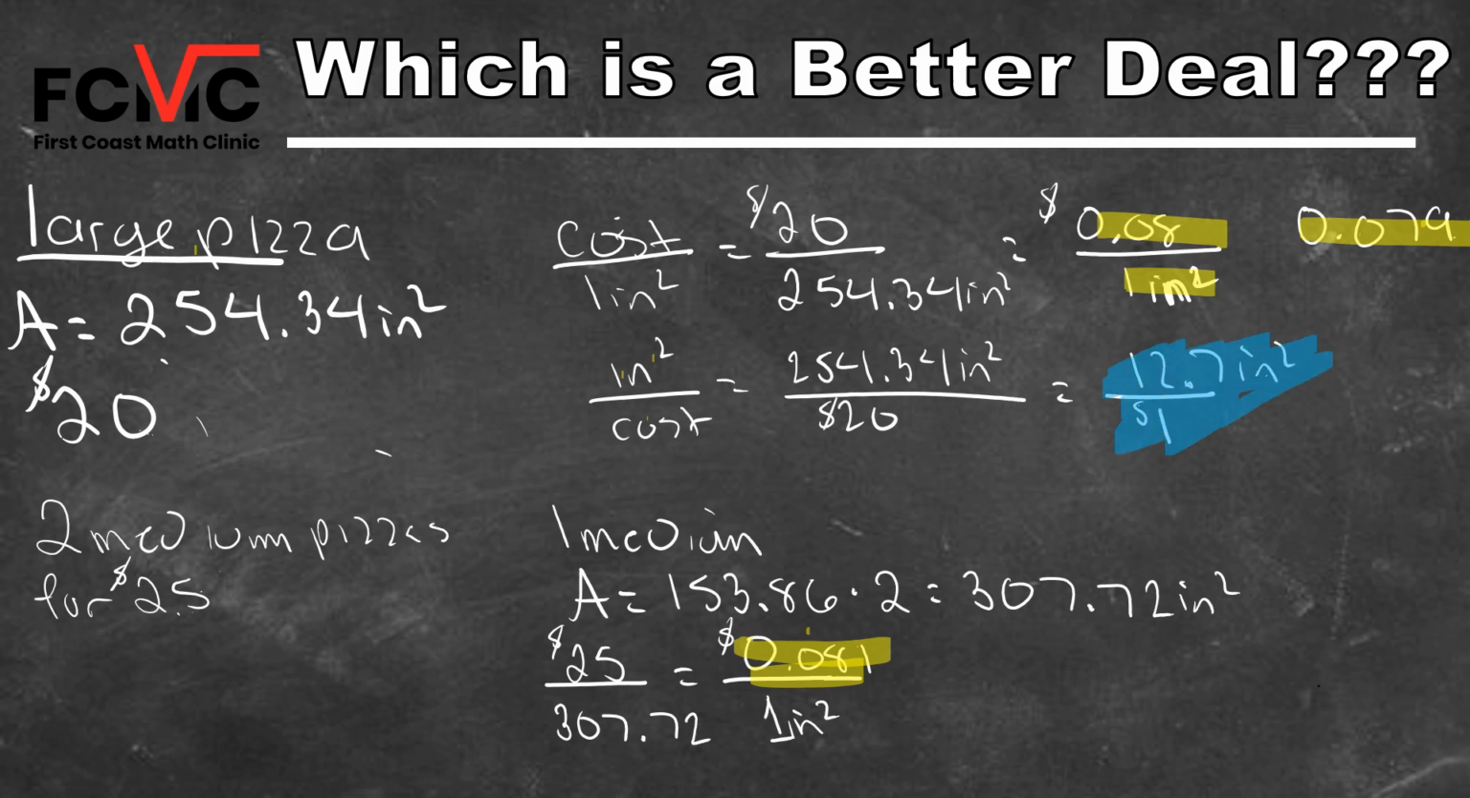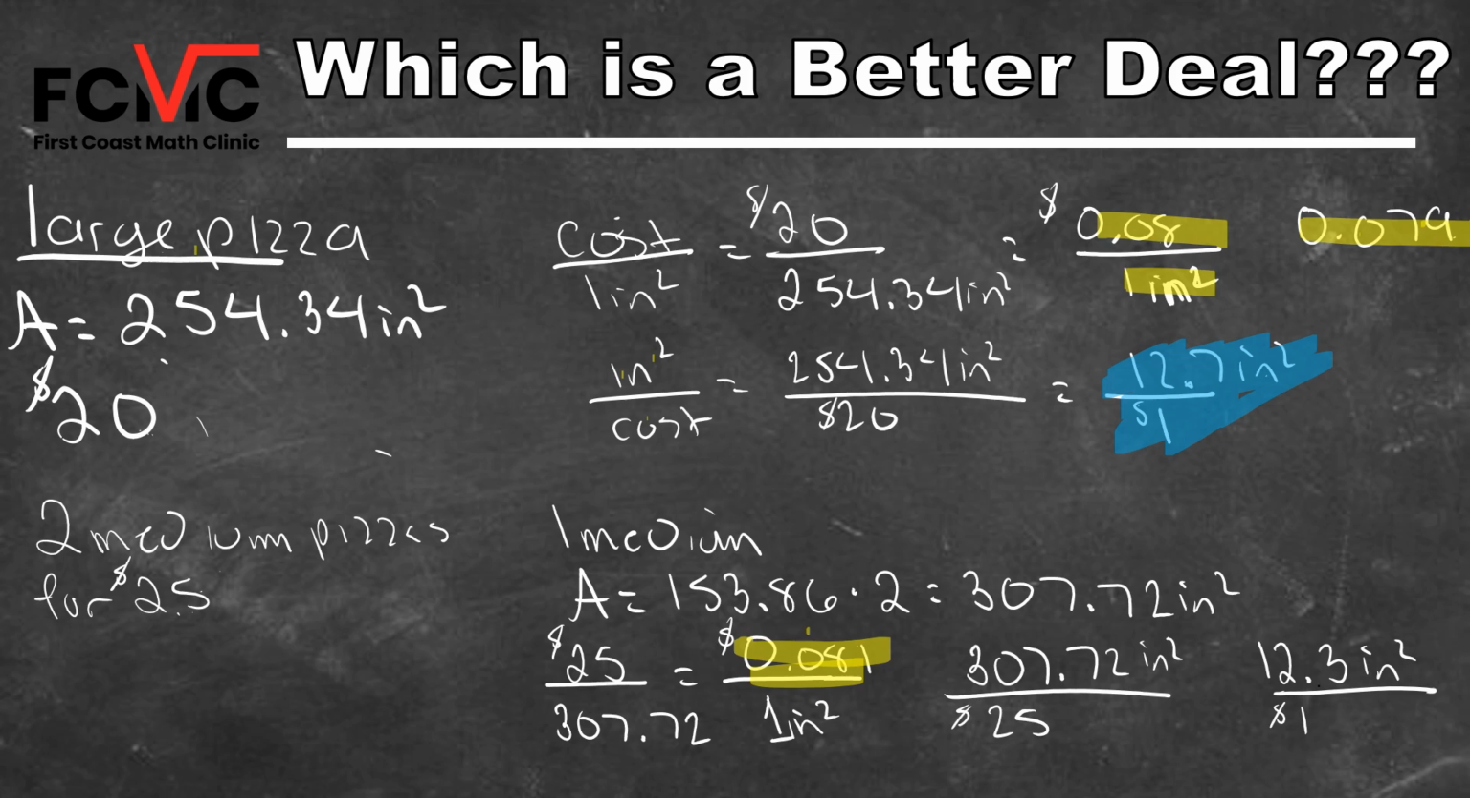So let's flip this ratio. We'll do 307.72 inches squared divided by $25. And when we divide that out, we're going to get 12.3 inches squared per $1. So we're getting slightly less.